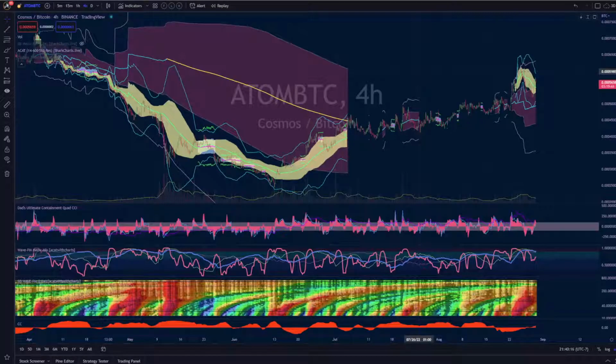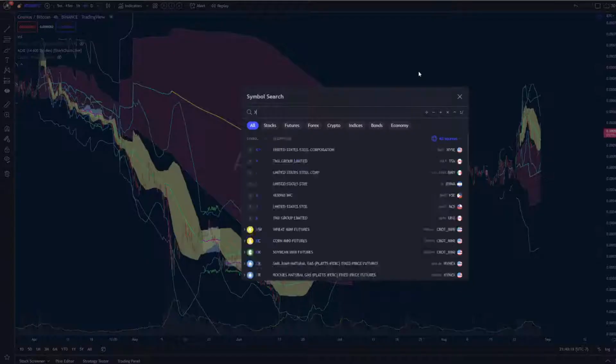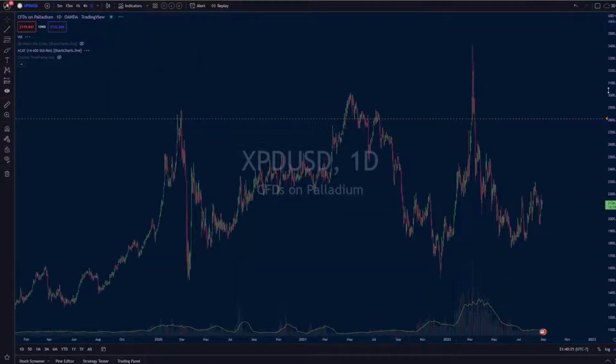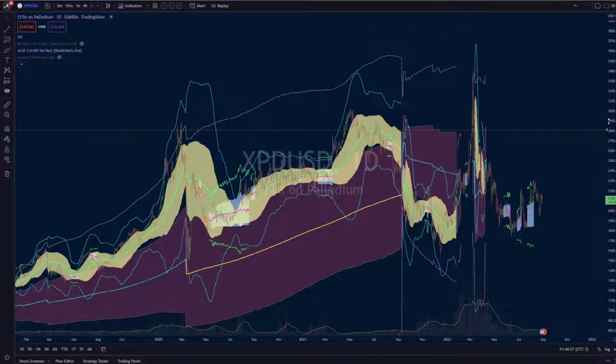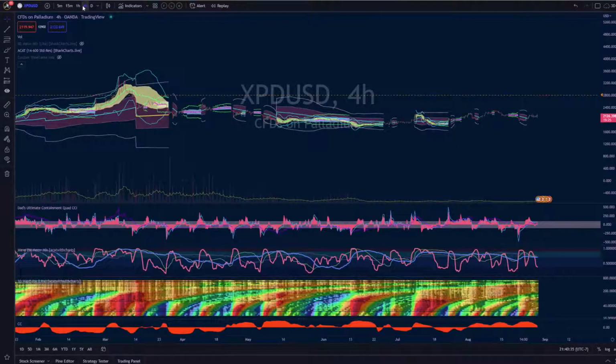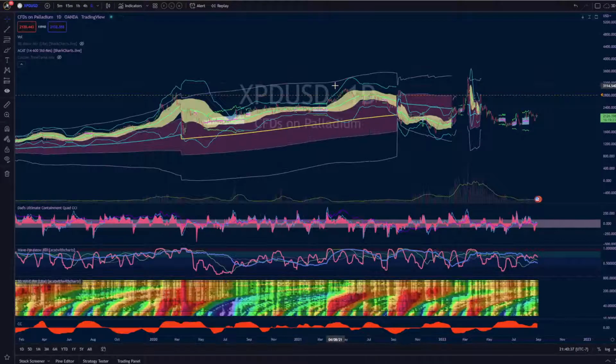Next up, let's take a look at Palladium. Looks like we're still going to be recovering from this high volatility spike. We are not fully compressed after that move. 4-hour chart is incredibly messy. I believe this needs to go sideways for about another month before we would actually see any significant upward movement.